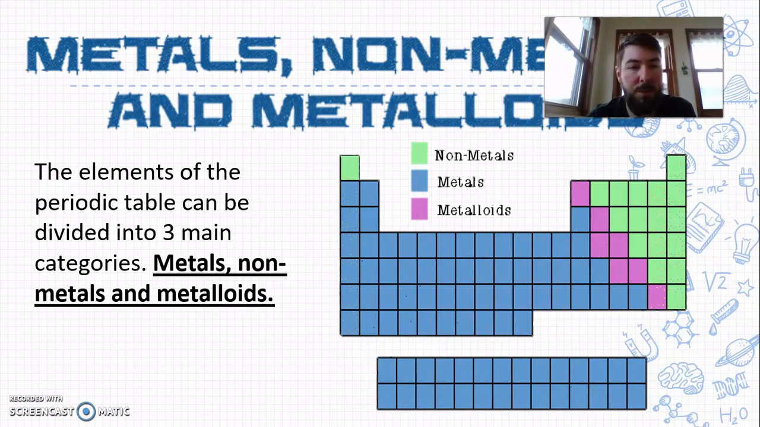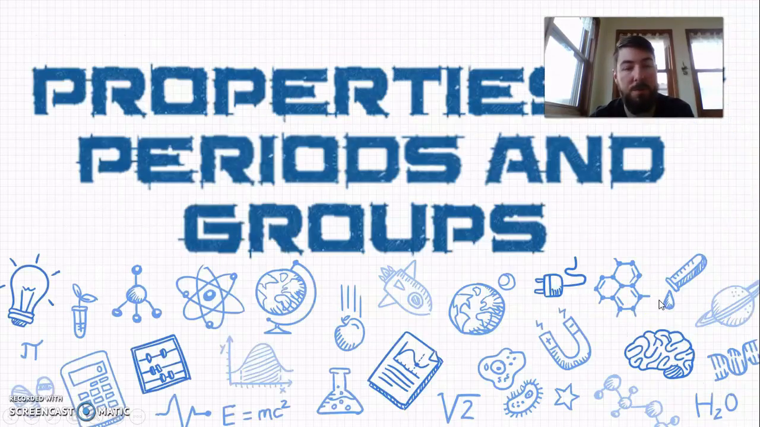Alright, so we talked about that the periodic table is mostly metals. So all of these blue ones here, those are all metals. There are also non-metals, which are these green boxes here. And then there's the metalloids, which are sort of in between the two, and it is this pinkish purplish staircase that goes along the middle there. So there's only a few of those.